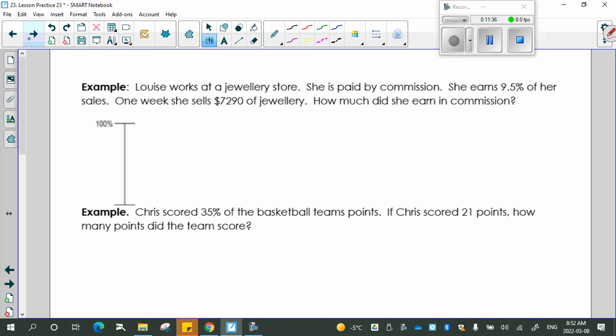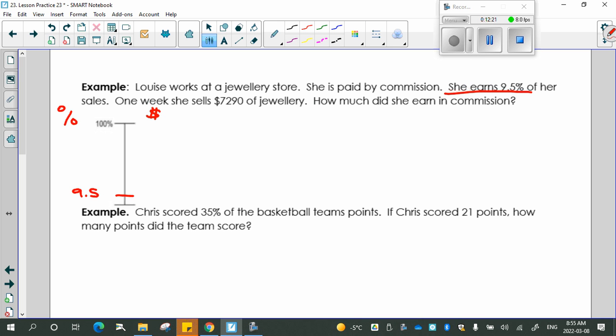Louise works at a jewelry store. She's paid by commission. She earns 9.5% of her sales. One week she sells $7,290 worth of jewelry. How much did she earn in commission? So I'm going to give you a moment to see if you can set up the picture part. Remember, this is the percent side, and in this case, this is the money side. Order matters again, just like we did yesterday with proportional reasoning. So she earns 9.5%. Compared to 100, 9.5 is really small, so I put it down there, on the percent side near the bottom.